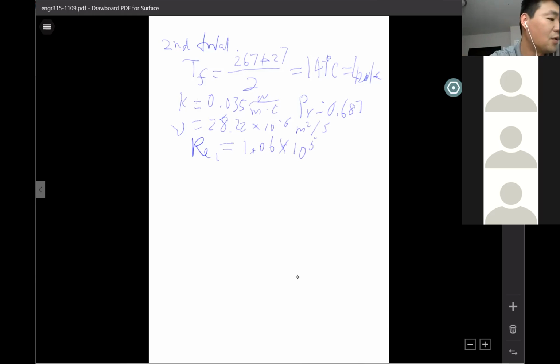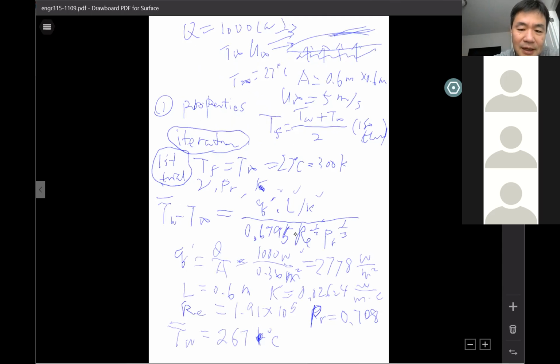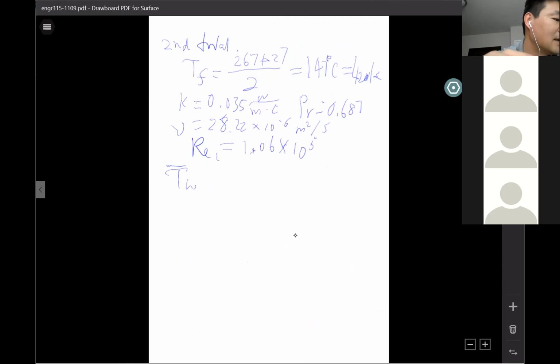Okay, so now your new TW average based on all those properties, based on the same equation here, then it becomes 243 degrees plus 27 degrees. So it will become 270 degrees C. Okay, this is the second try.